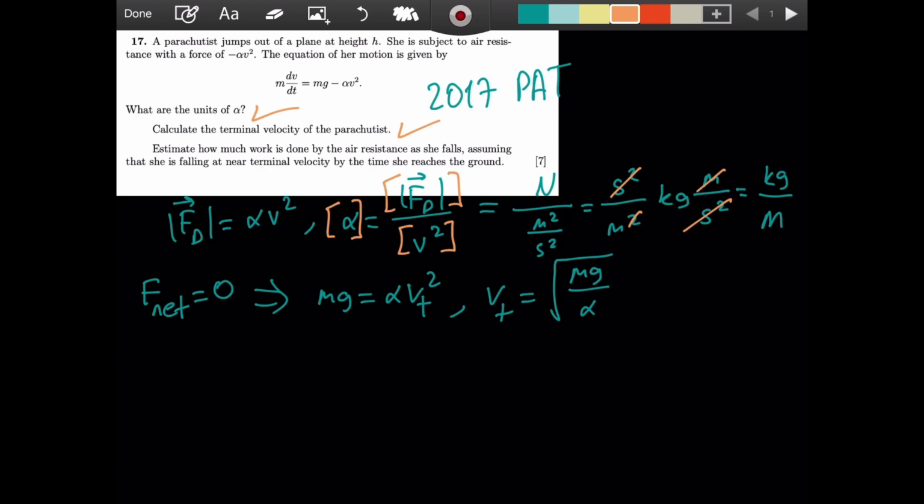Now moving on to the third part. It says, estimate how much work is done by the air resistance as she falls, assuming that she is falling at near terminal velocity by the time she reaches the ground.